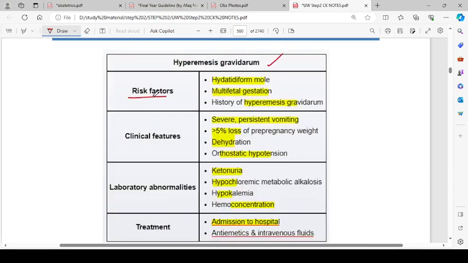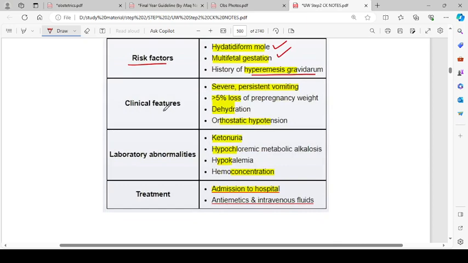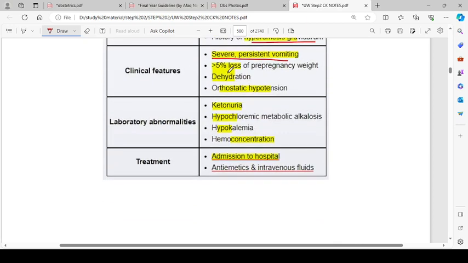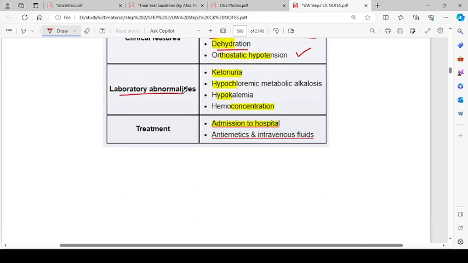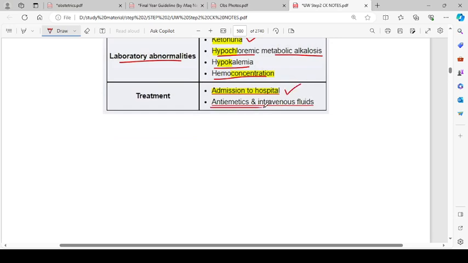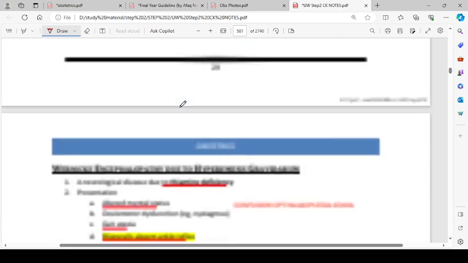Hyperemesis gravidarum, the risk factors: hydatidiform mole, multifetal gestation, history of hyperemesis gravidarum. The clinical features are severe persistent vomiting, more than 5% loss of pregnancy weight, dehydration and orthostatic hypotension. Lab abnormalities include ketonuria, hypochloremic metabolic alkalosis, hypokalemia, hemoconcentration. Treatment is admission to the hospital and antiemetics and intravenous fluids.